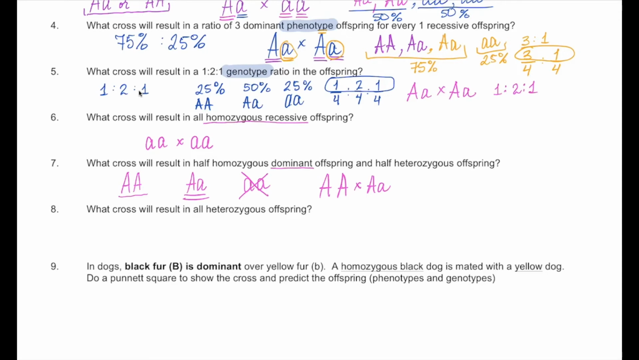Number 8, what cross will result in all heterozygous offspring? All of them, all of them. The only possibility is if I cross my parents who are opposite on the line. One parent should be homozygous dominant and one parent should be homozygous recessive. In that case, all your crosses are going to be heterozygous.